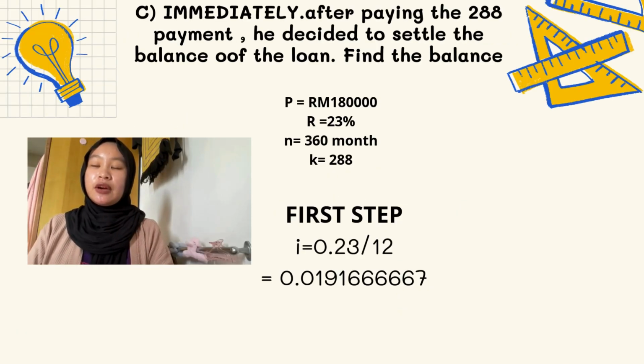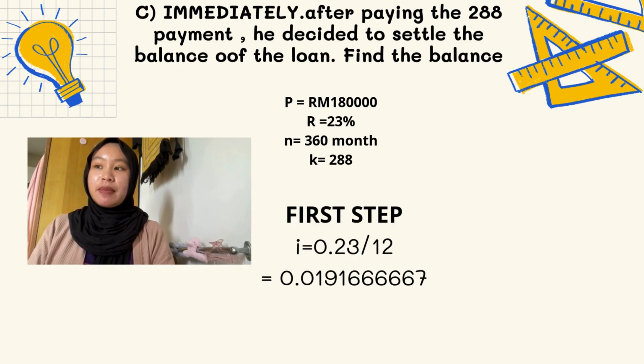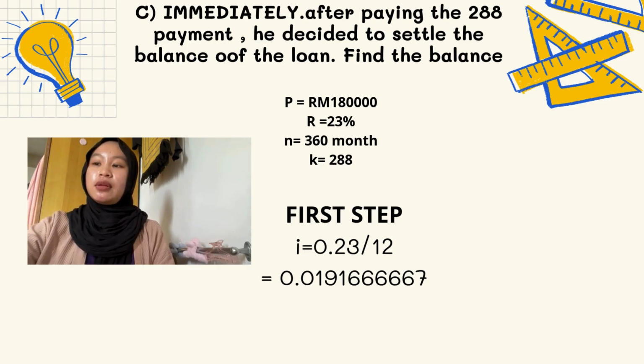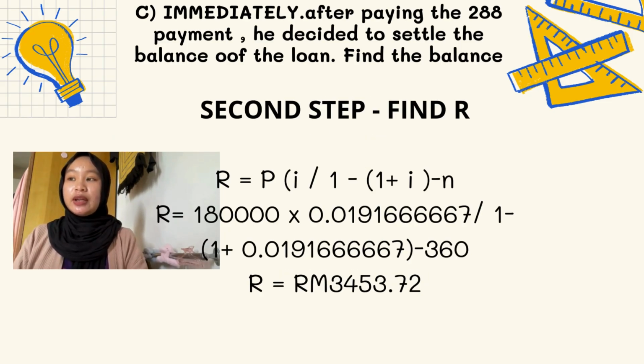235,231.67. Immediately after paying the 288 payment, he decided to settle the balance of the loan. Find the balance. For the balance, P is RM 80,000, rate is 23%, N is 360 months, and k is 288. The first step is we want to find the i: 0.23 divided by 12, and the answer is 0.019166667.